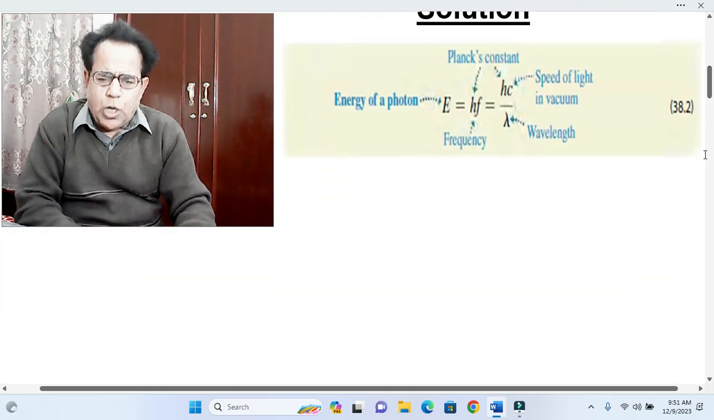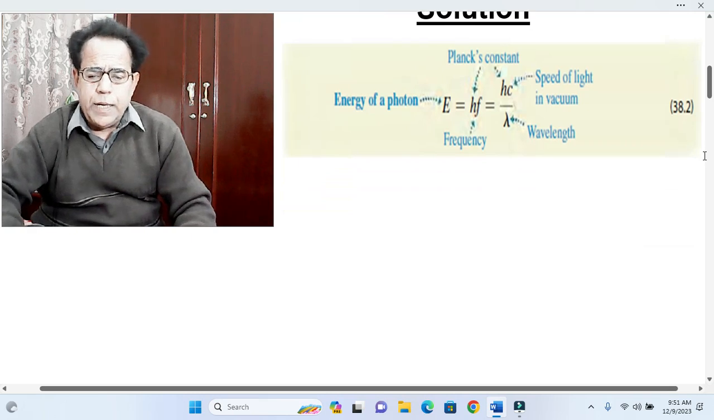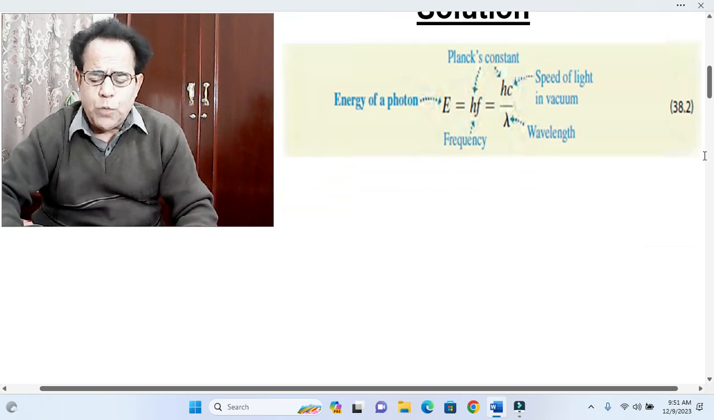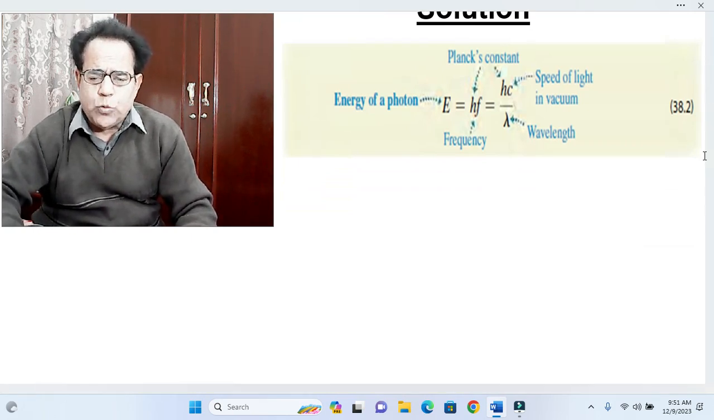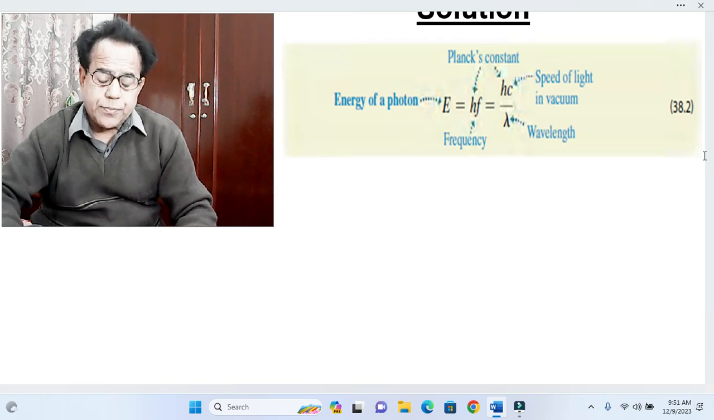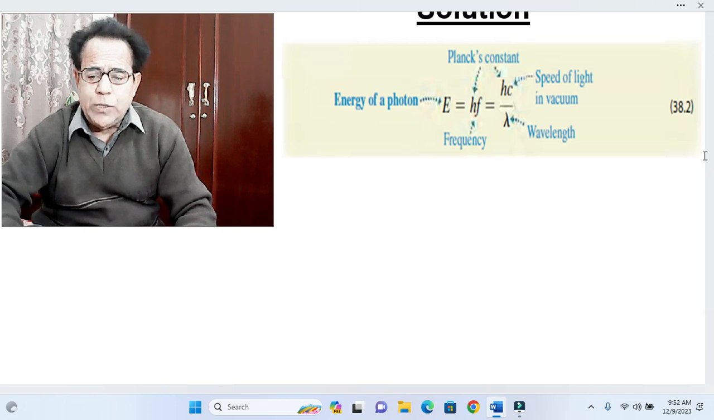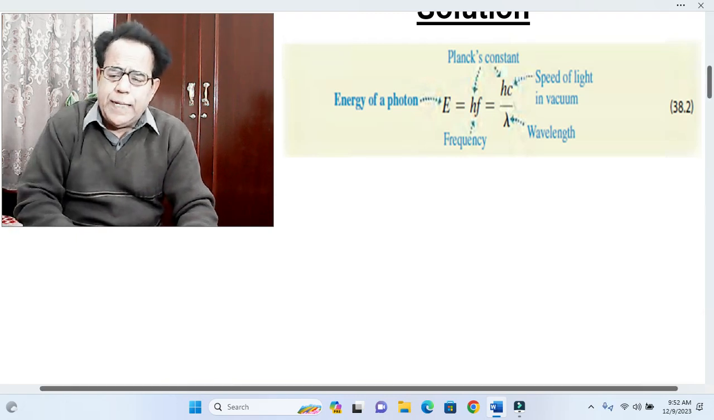First snapshot is about energy of a photon. Energy of a photon E is equal to hf, where h is Planck's constant and f is frequency. This alternatively becomes equal to hc over lambda. Here h is the same Planck's constant, lambda is wavelength and c is the speed of light in vacuum.